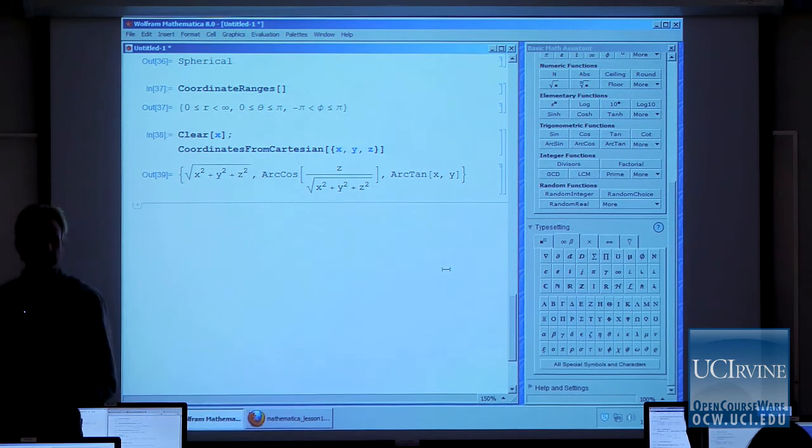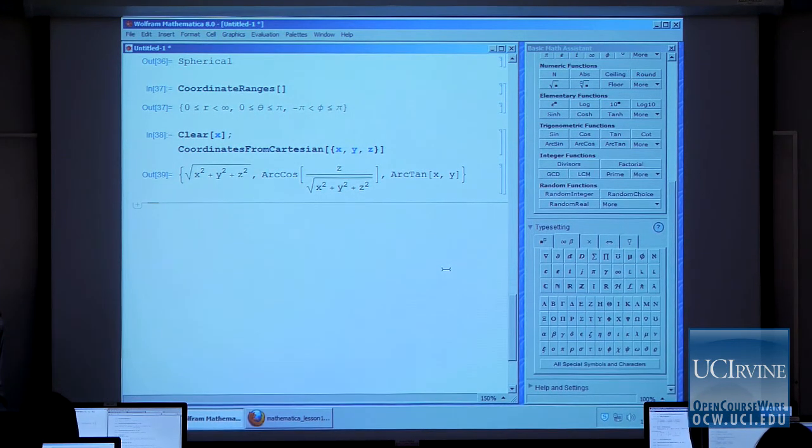Does that look familiar to anybody? It should look familiar to those of you who are in Chem 131 at least. Okay. Now, what if you wanted to know how the Cartesian coordinates are defined in terms of the spherical coordinates? All right, the way you could do that is you could say spherical coordinates to Cartesian. And this should also look familiar, so now we put in our spherical coordinates, r, theta, and phi.